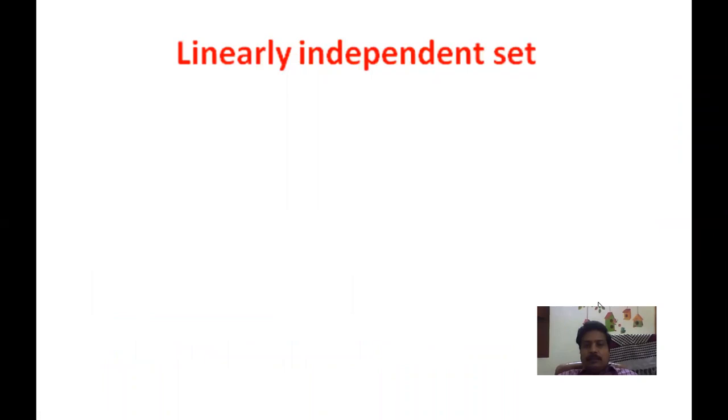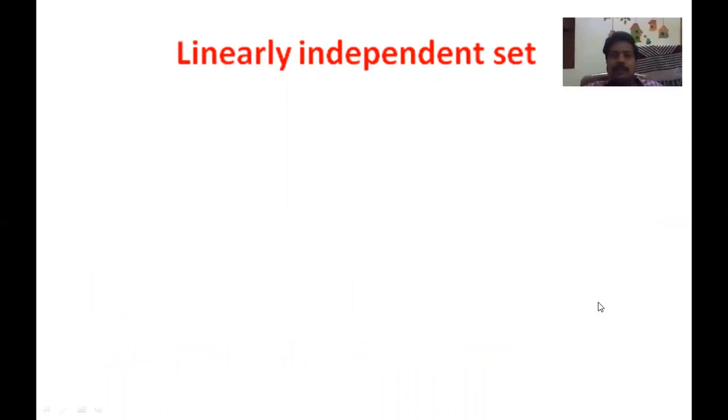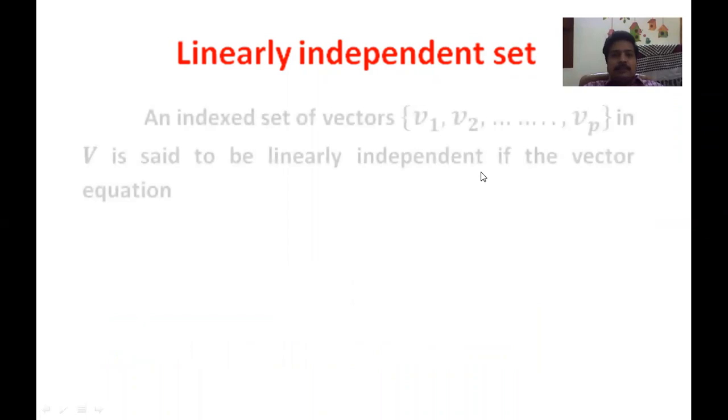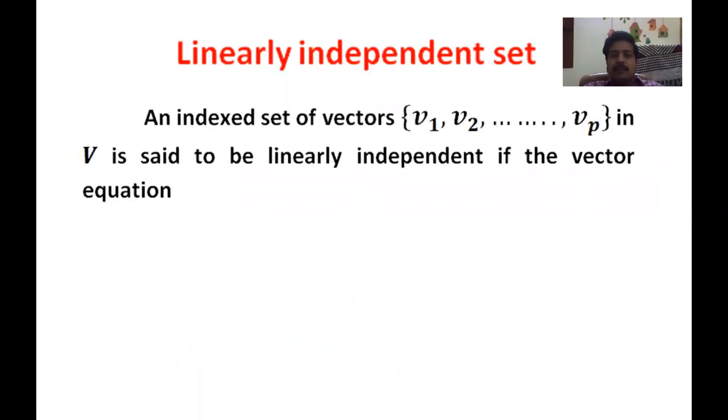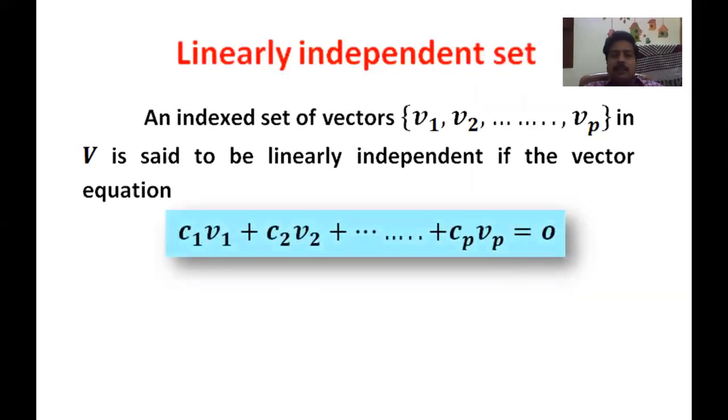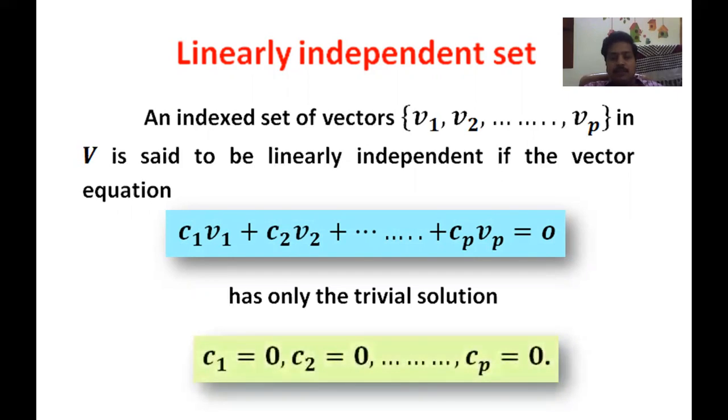So let us quickly go through the required definitions, prerequisites for this class. The first one is linearly independent set. An indexed set of vectors v1, v2, and so on vp in a vector space V is said to be linearly independent if the vector equation c1 v1 plus c2 v2 and so on cp vp is equal to 0, the zero vector, has only the trivial solution, zero solution. That is, c1 is equal to 0, c2 is equal to 0, and so on, cp is equal to 0. If this set has no other solution except zero solution, then we can say that the set is linearly independent.